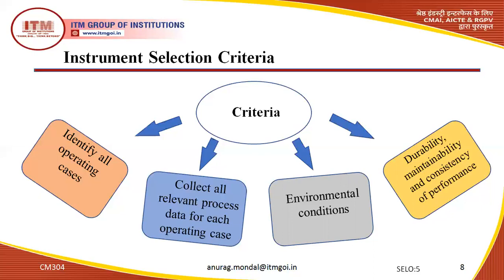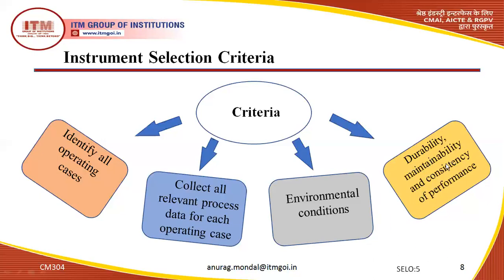So the selection criteria are: identify all the operating cases, then collect the relevant data for each of the operating cases, then environmental condition, and then durability, maintainability, and consistency of performance. These four are the main criteria for selecting a particular instrument.